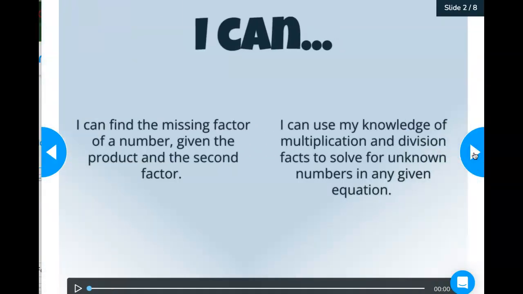The student goals for this lesson are: I can find the missing factor of a number when given the product and the second factor, and I can use my knowledge of multiplication and division facts to solve for unknown numbers in any given equation.